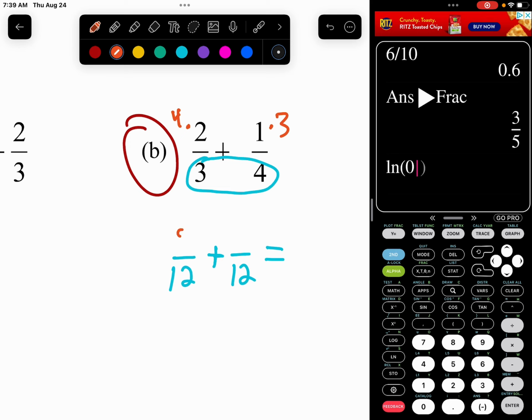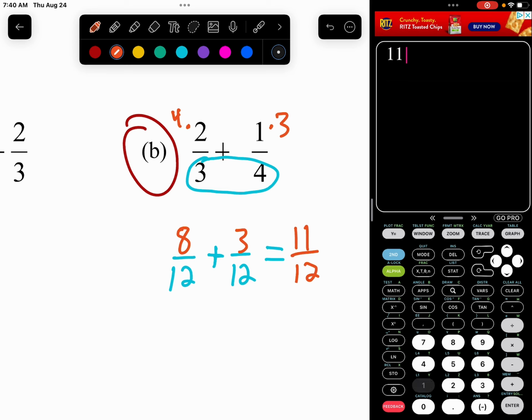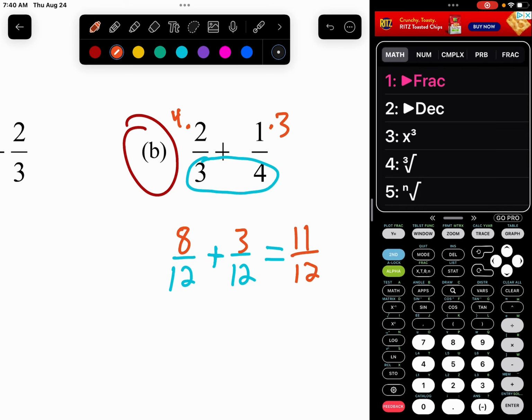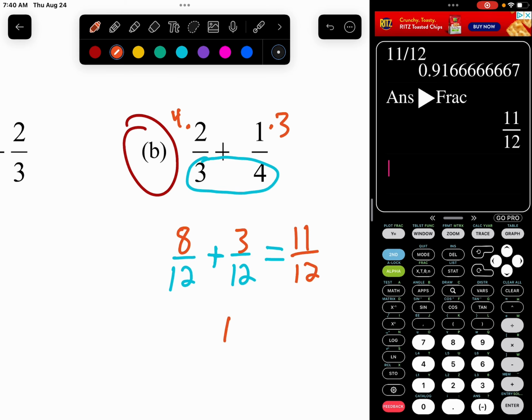So 4 times 2 is 8, and then 1 times 3 is 3, and then you just add straight across. Add the orange numbers, and keep the 12 on the bottom. So 8 plus 3 is 11, and then see if you can reduce. So 11 divided by 12, and then math, enter, enter. It's the same thing. So there's your answer.